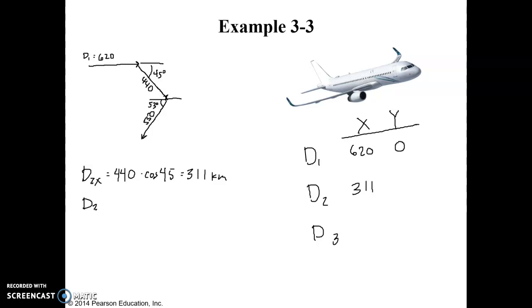Now, D2 in the y direction is going to be 440 times sine of 45. Now, if you know your trigonometry, you know that cosine of 45 and sine of 45 are the same. So this is also going to be 311 kilometers. But what we need to be careful of is this is down. And in the y direction, down is negative. So we need to make sure that we make that negative 311. Forgetting negative signs is definitely the most commonly made mistake here.